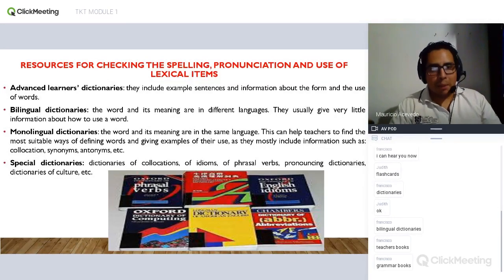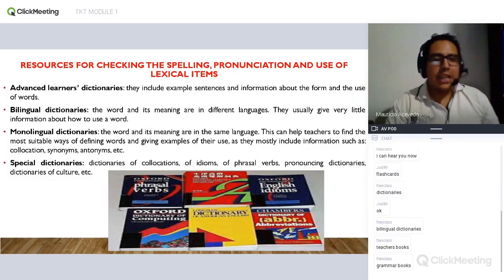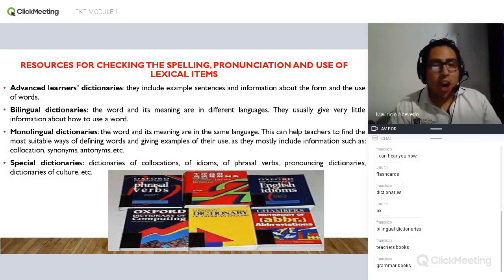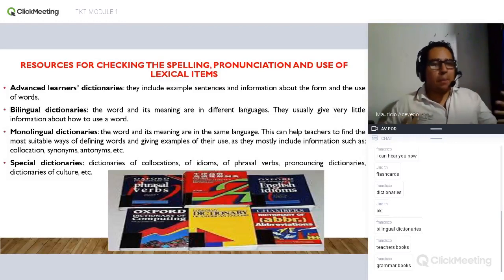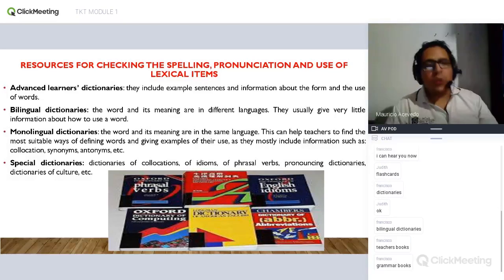We saw advanced learners dictionaries. We also saw bilingual dictionaries, monolingual dictionaries, and special dictionaries, such as dictionaries of collocation, idioms, phrasal verbs, etc. Just remember, a bilingual dictionary is when you have the two languages in the same book, like one word in English and the translation in Spanish, or the other way around, the word in Spanish and the translation in English. Monolingual dictionaries are the ones that are in just one language.